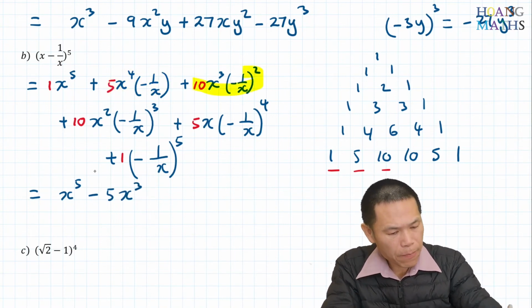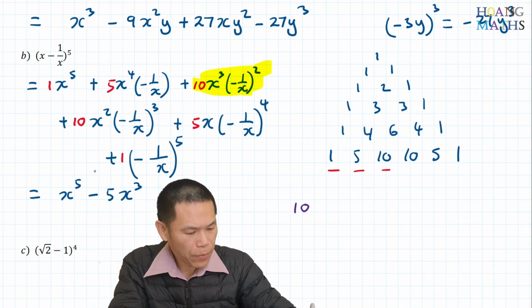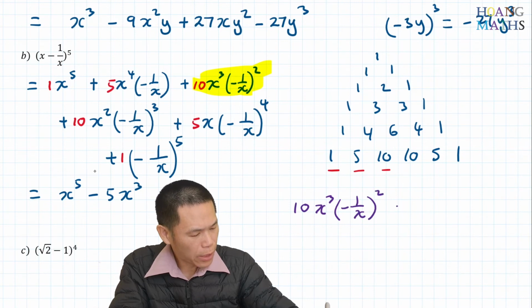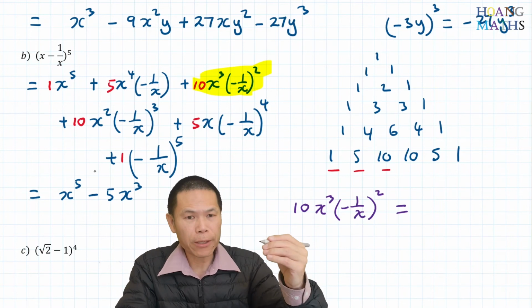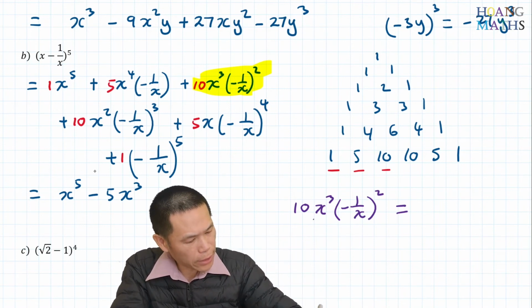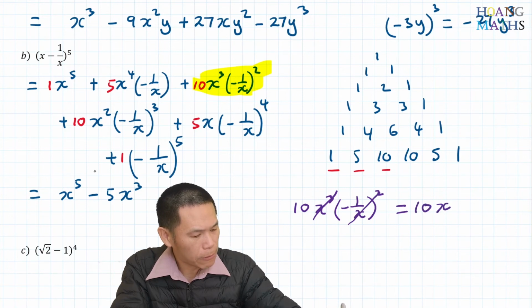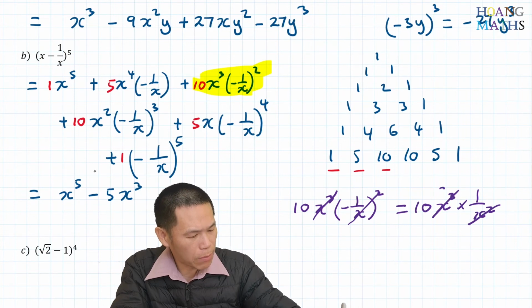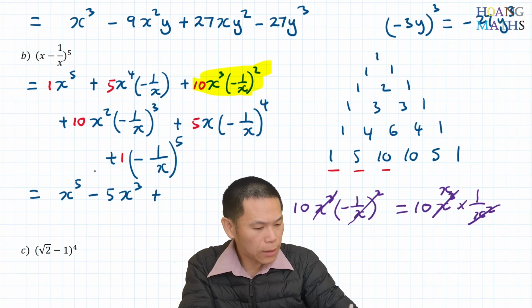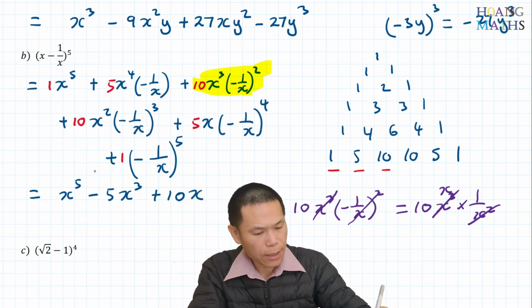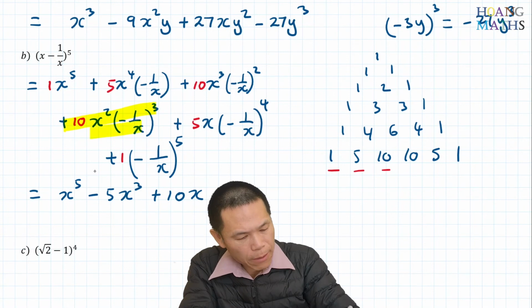And this term here, we have 10x to the power 3 times negative 1 over x to the power 2. So that should be positive, because a negative to an even power is positive. Can this be divided by that? Let me explain it to you. We times by 1 over x squared, so this cancels with this, giving me x. So the answer is plus 10x.